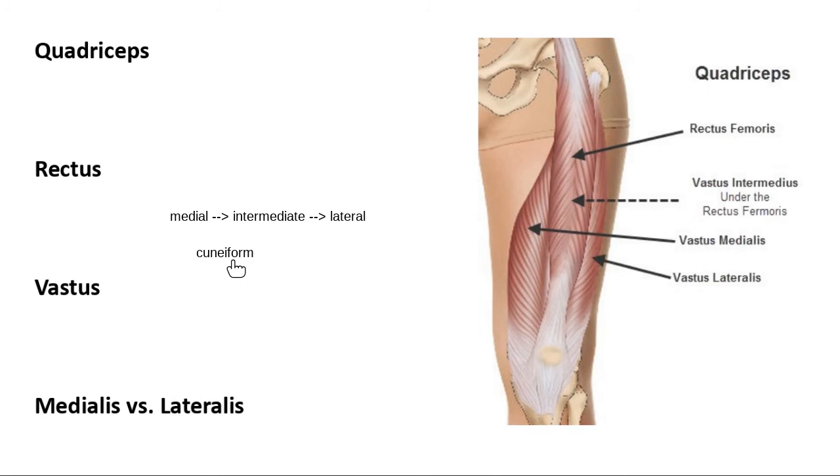Any other questions? So rectus is direction and vastus is size. Vastus would tell me it's size. It's a really big one.